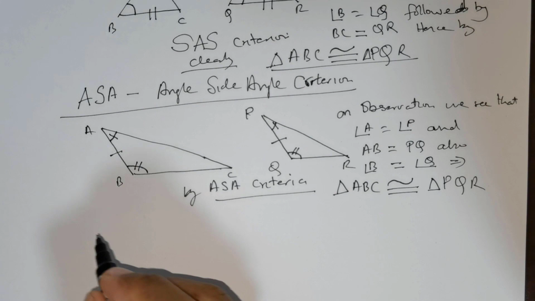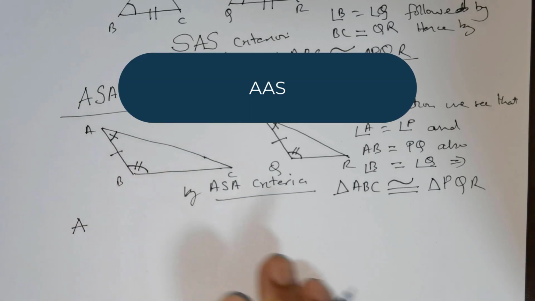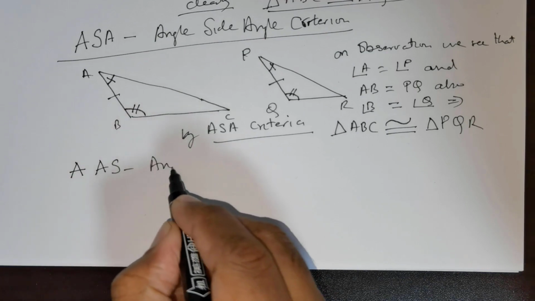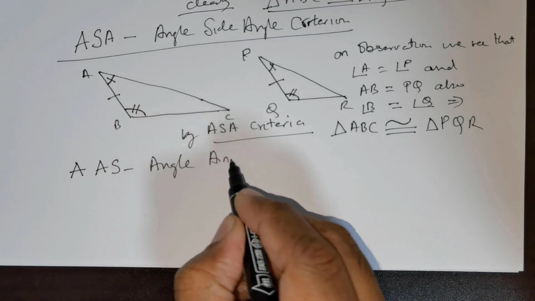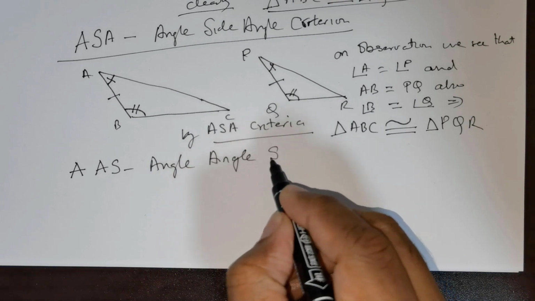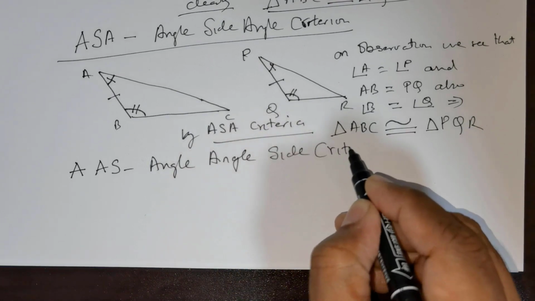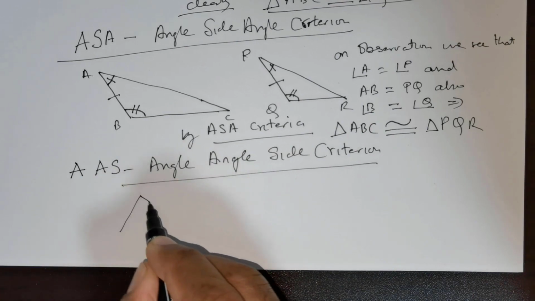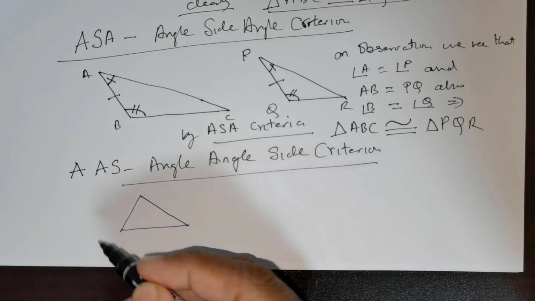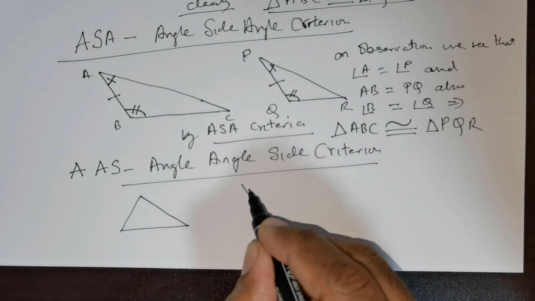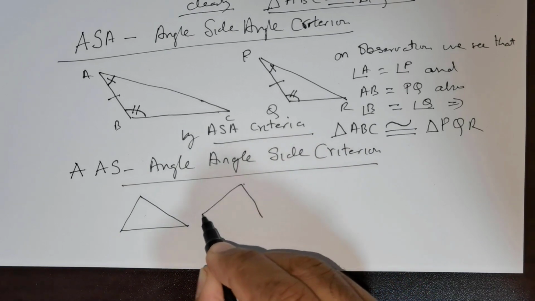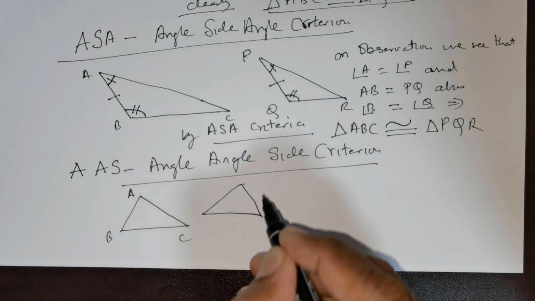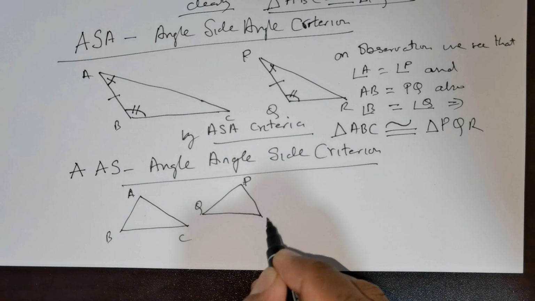Students, this is the next criterion. It's called the angle angle side criterion. So how does it feature? Just imagine you have a triangle like this, and you have another triangle something like this. So this is ABC, this is PQR.